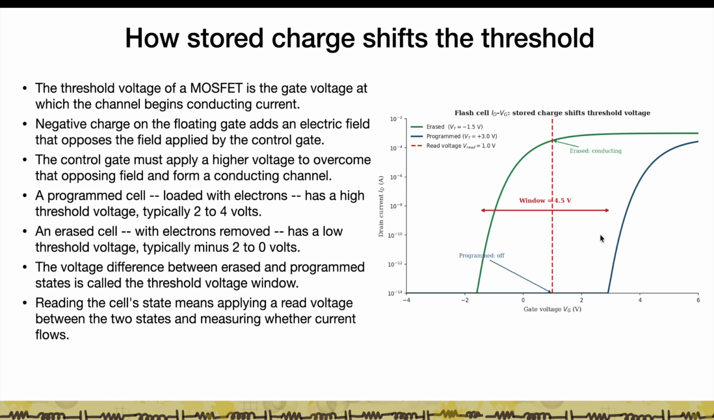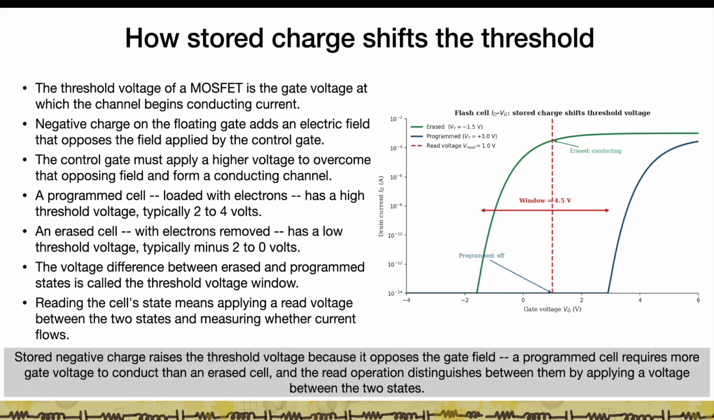Now, the crimson line at 1 volt is the read voltage. At that voltage, the erased cell is well above threshold and conducts a large current. The programmed cell is well below threshold and conducts essentially nothing. So you have a large difference in the magnitude of the current between the erased cell and the programmed cell.